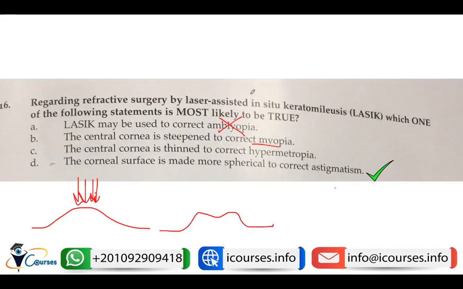This flattening of the center will help to correct the myopia. The central cornea is thinned to correct the hypermetropia. Again, this is not true. In the hypermetropia treatment, we hit the laser in the periphery.